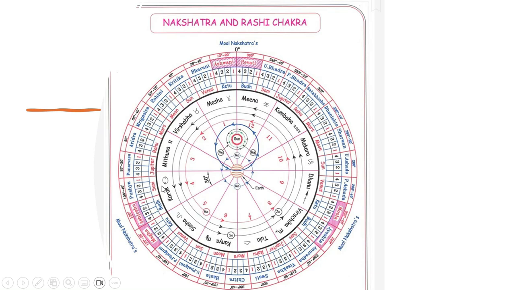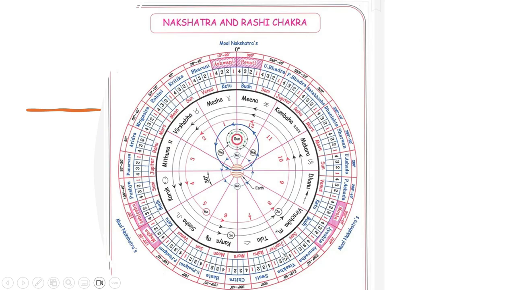Okay, cool. Similarly, let me give you, say, 212 degrees. Now can anyone tell? Vrishchika Rashi. Okay, very good. And then the nakshatra, Vishakha. Vishakha Nakshatra, okay, good. Vishakha Nakshatra, Vrishchik Rashi. Somewhere here it will fall.